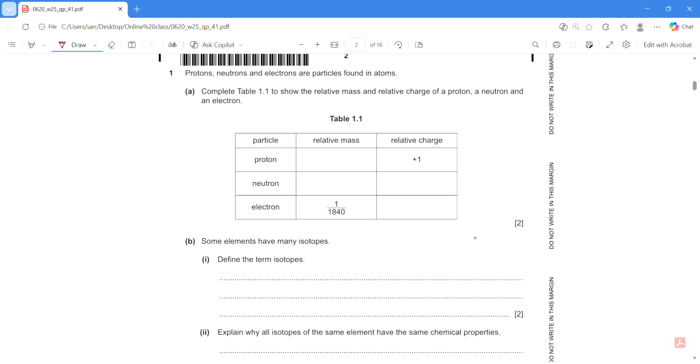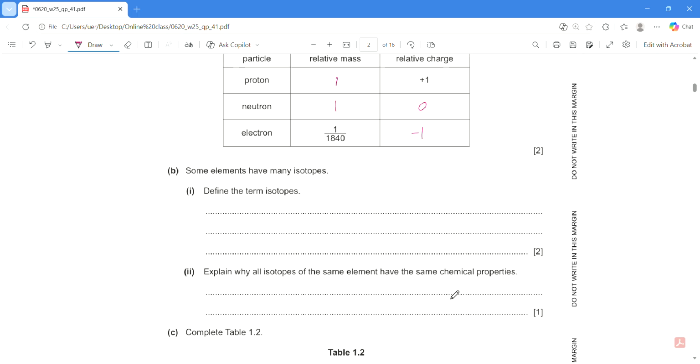Okay, so the relative atomic mass for proton and neutron are the same, both are 1. And the charge for neutron, easy, is 0 because neutral. Electron is -1. Okay, question B.